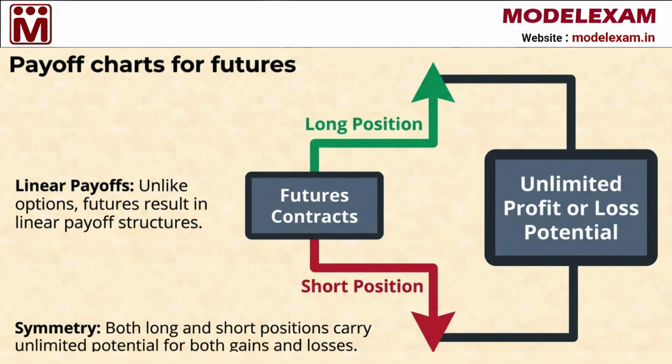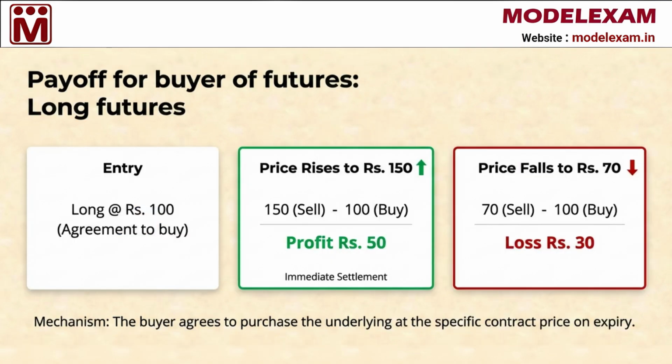Now, when we talk specifically about futures, the way you make or lose money is very direct. Imagine a perfectly straight slide at a playground. This is what we call a linear payoff structure. Because the relationship is a straight line, your potential for profit or loss is unlimited. This creates a sense of symmetry where both the buyer and the seller face the same scale of risks and rewards. Let's look at the first type of trader, the buyer.